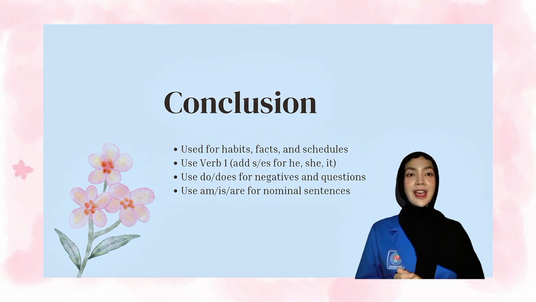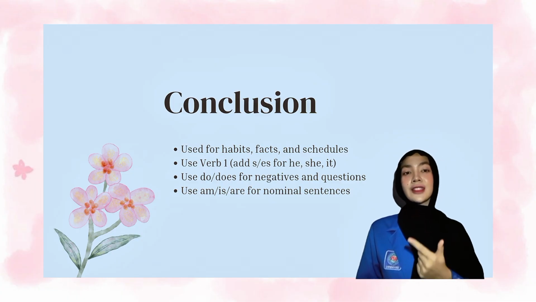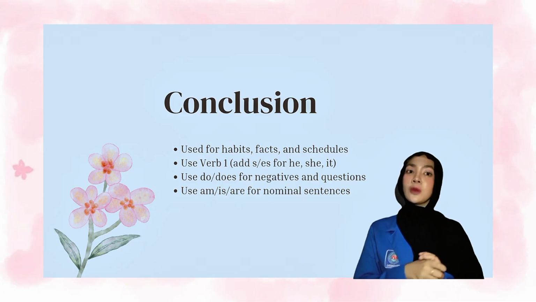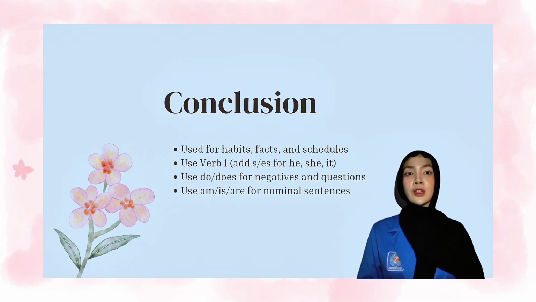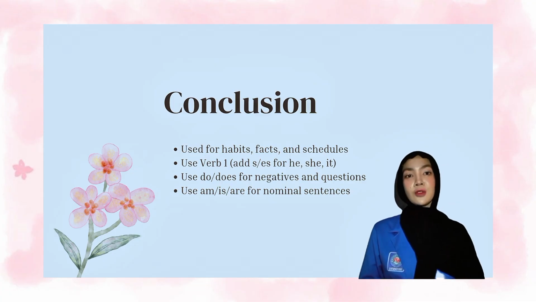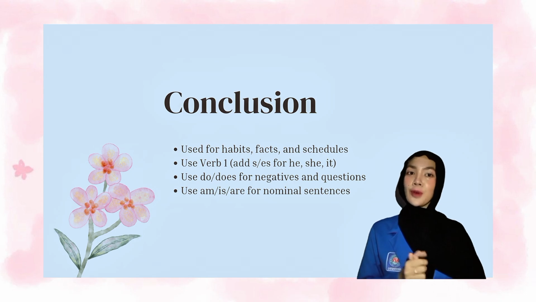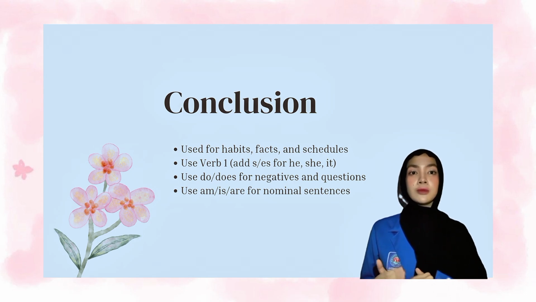Okay, to summarize. 1. It is used for habit, fact, and schedule. 2. Use verb 1 and add s or es for he, she, and it. 3. Use do or does for negative and interrogative sentences. 4. Use am, is, are for nominal sentences. Simple rules but very useful in everyday English.